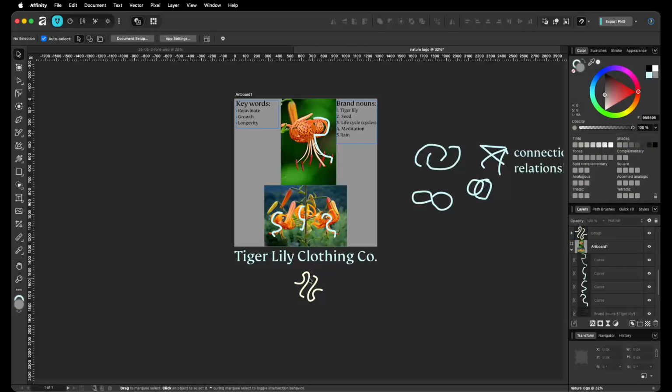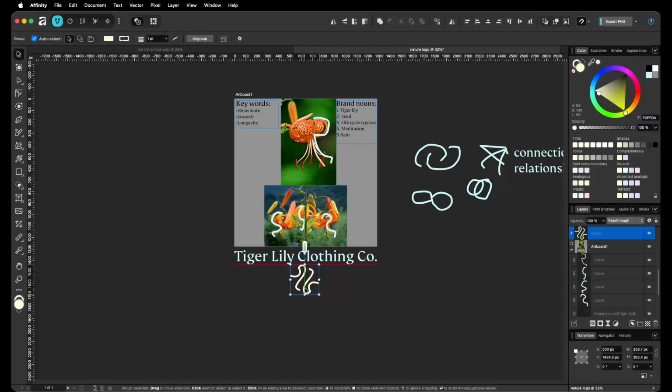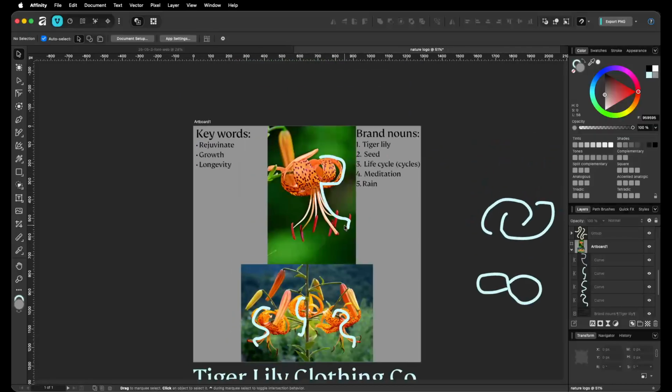And so anyways, that's kind of a high level, super basic overview of how I created the logo and the thinking that goes into it.